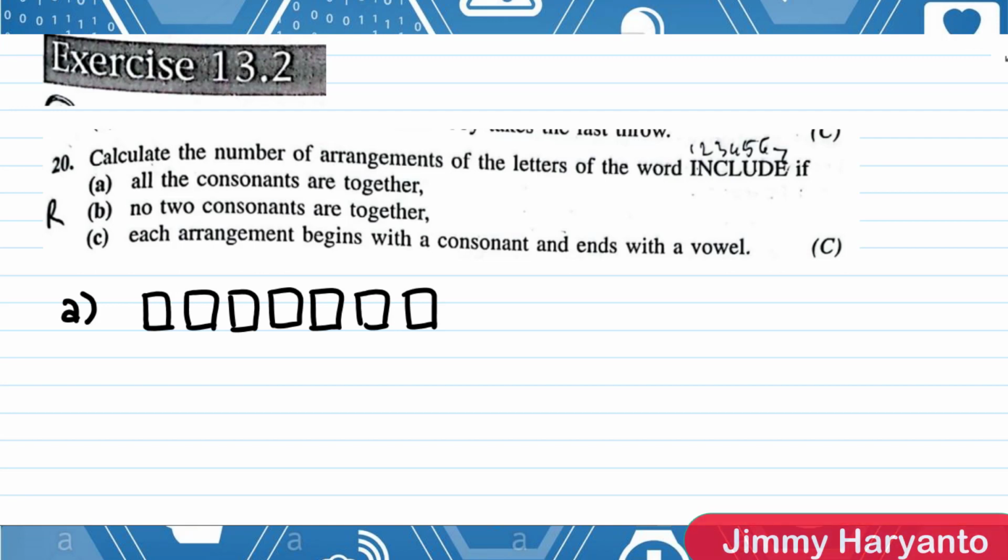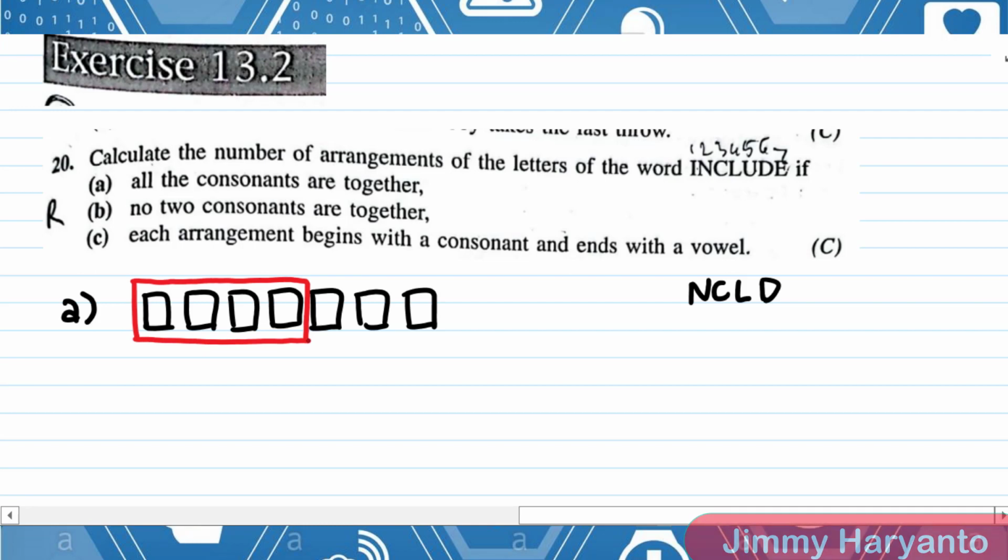So all of the consonants are together. Consonants means we have N, C, and then L, and then D. Yeah, we have N, C, L, D. So they have to be together, so I have to group these 4 so that N, C, L, D can be together. The first box can be filled with N or C or L or D, so for the first box we have 4 possibilities. For the second box only 3 are left, and then 2 left, and then 1 left. Yeah, 4 3 2 1.